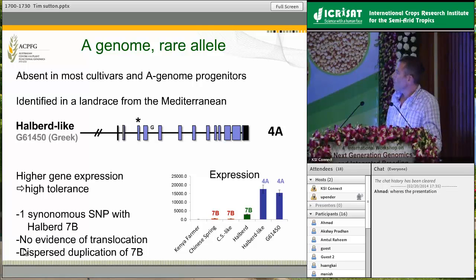It's almost identical. It has one synonymous SNP with the Halberd gene. We don't see any evidence of a translocation to this region on 4A, so we think this is a dispersed duplication event of this gene from 7B to 4A.